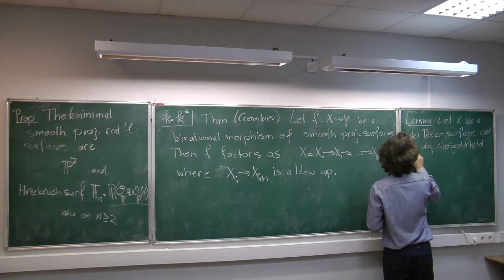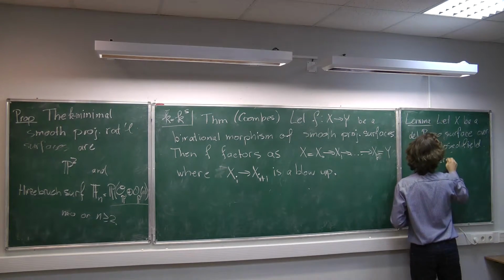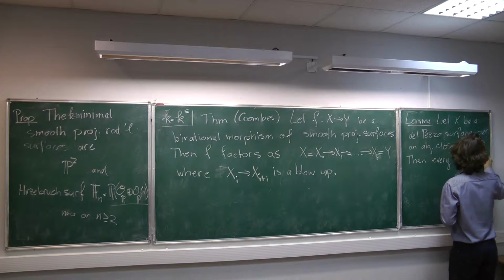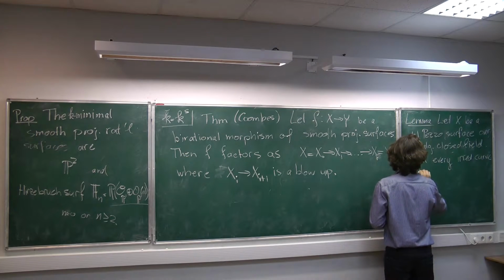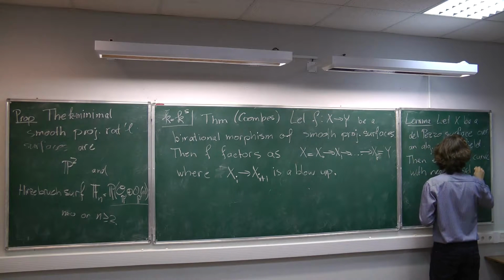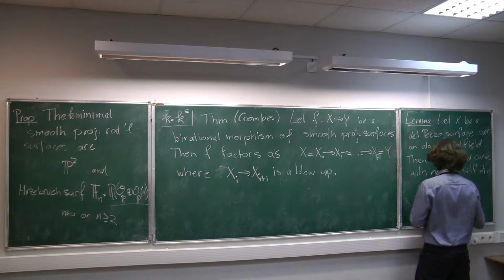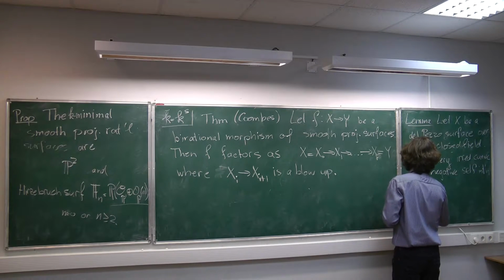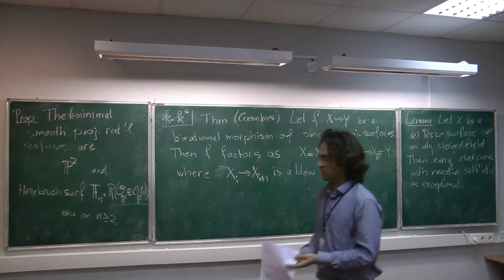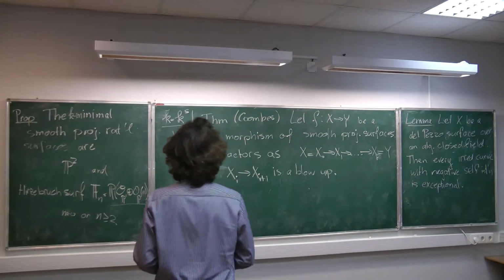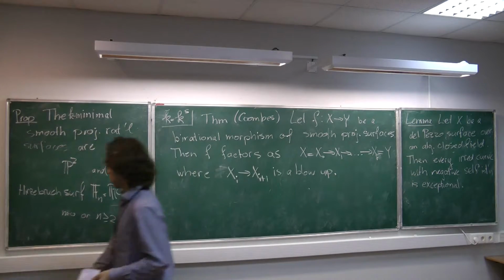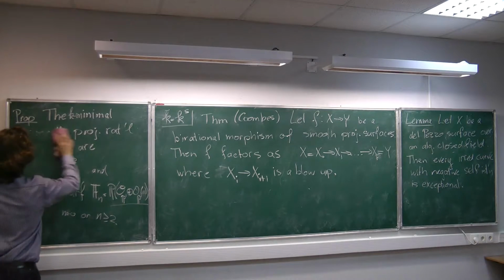Then every irreducible curve with negative self-intersection is an exceptional curve. And the proof of it, where am I going to do the proof? Because I want to use this and I want to use this. Well, the proof will be up here only.